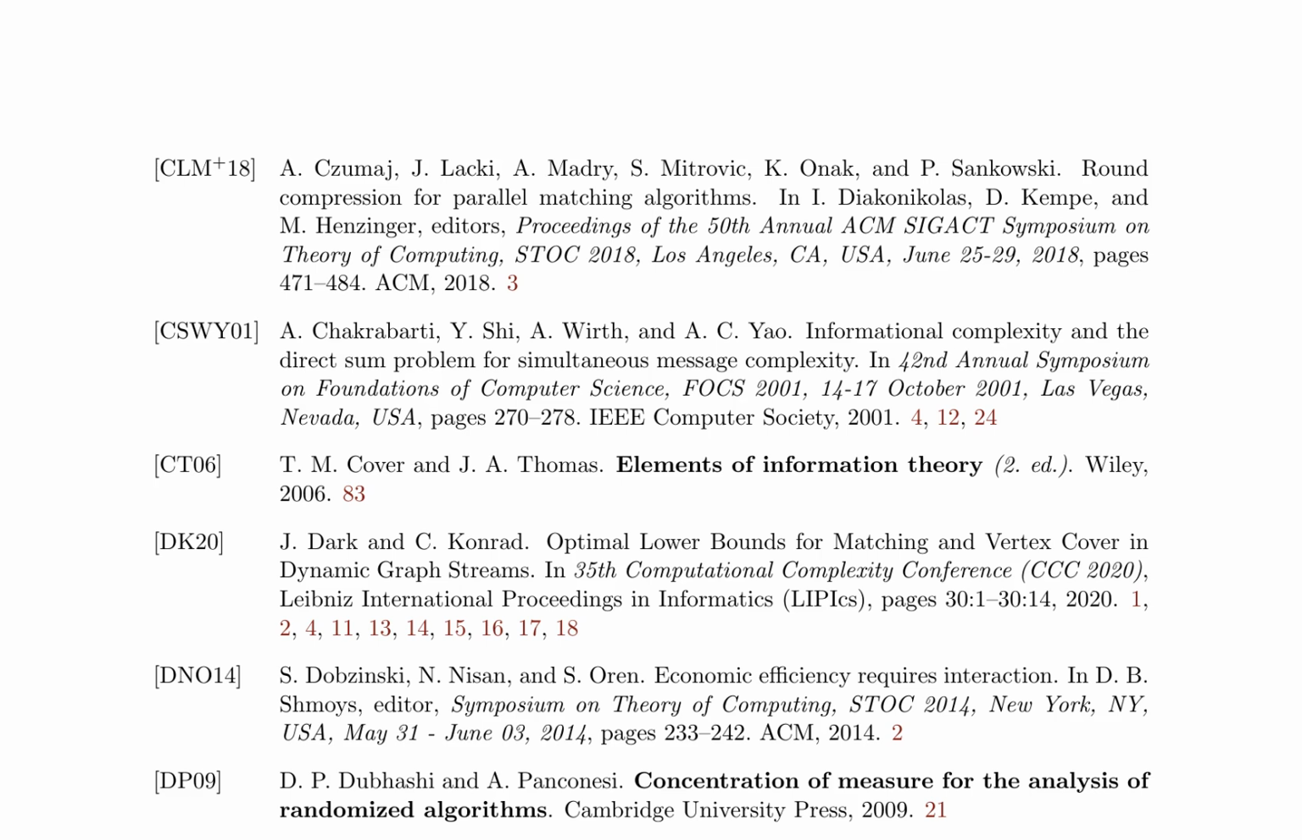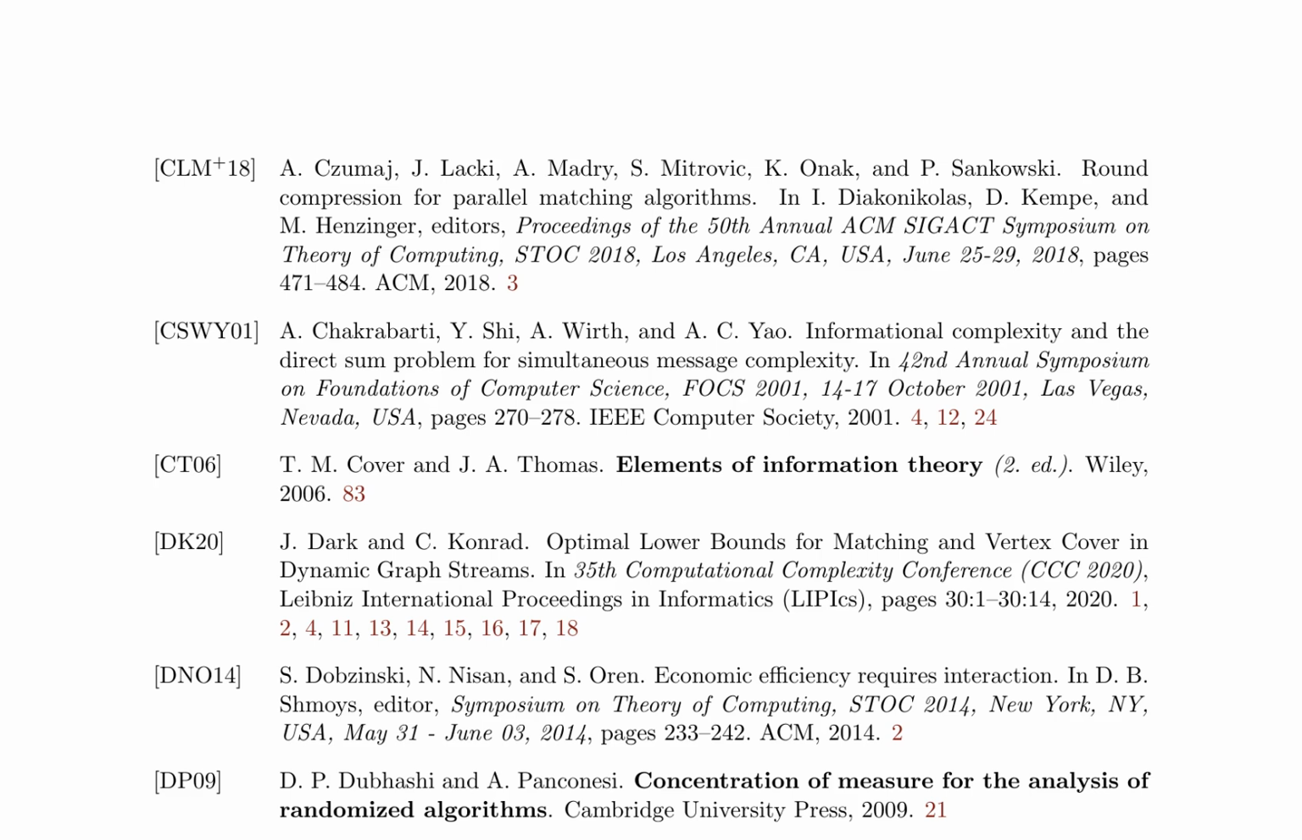Recent advances in computer science have led to significant breakthroughs in algorithms, information theory, and graph theory. A pivotal paper by Assadi et al., CLM+18, introduced round compression for parallel matching algorithms, a crucial concept for understanding subsequent discussions. This work built upon the foundation laid by Chakrabarti et al., CSWY01, who explored informational complexity and the direct sum problem for simultaneous message complexity.